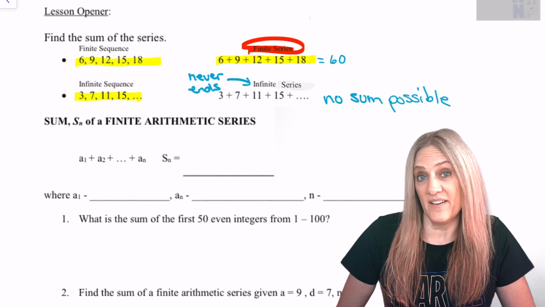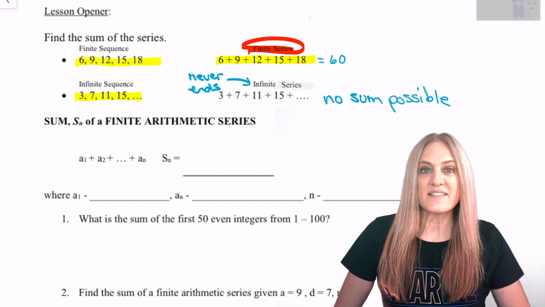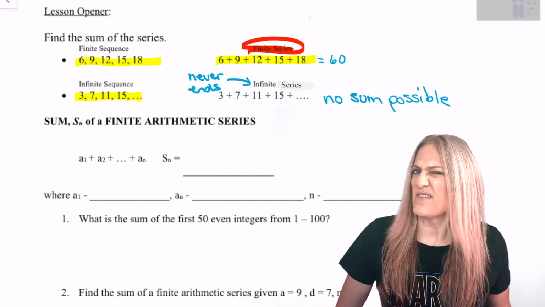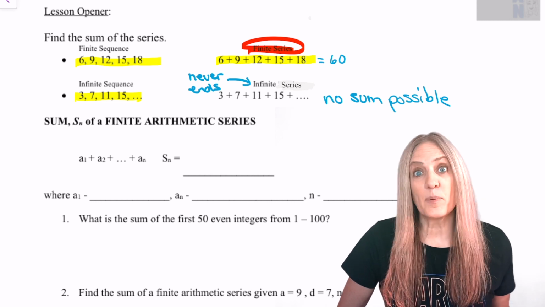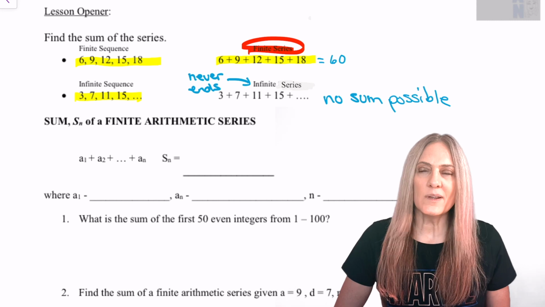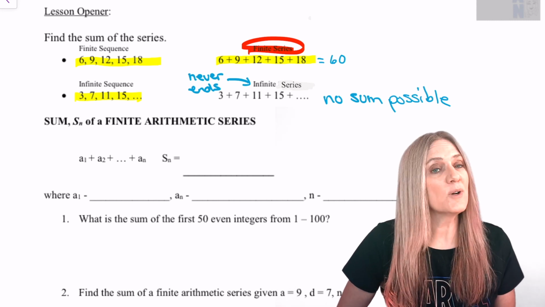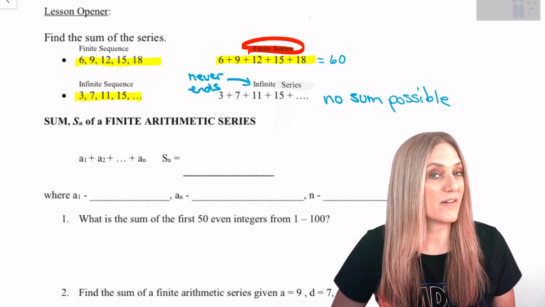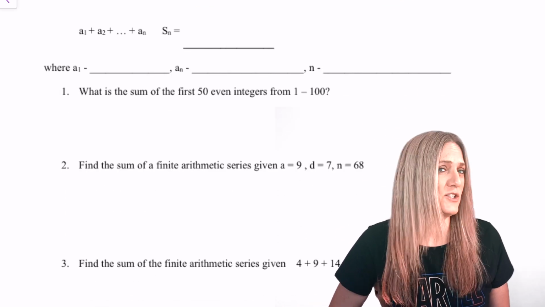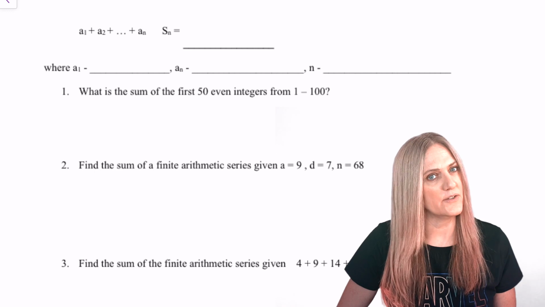As we saw above, if I have a finite arithmetic sequence, I can find the sum of the series. And when I have just 5 terms, not too bad. But what if I have a ton of terms and I want to add them all up? Well, let's look at our first example and then we'll come back and see if we can figure out the formula. What is the sum of the first 50 even integers from 1 to 100?